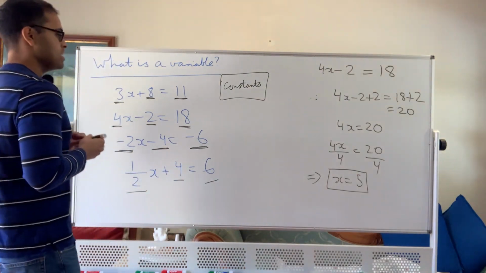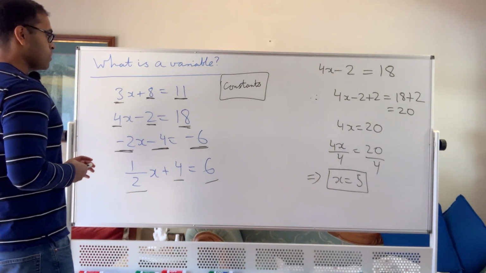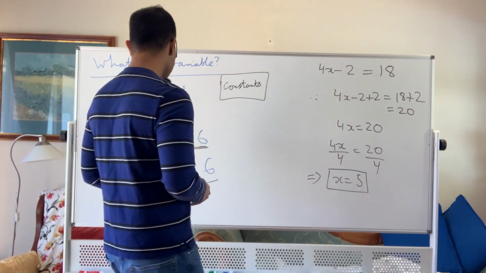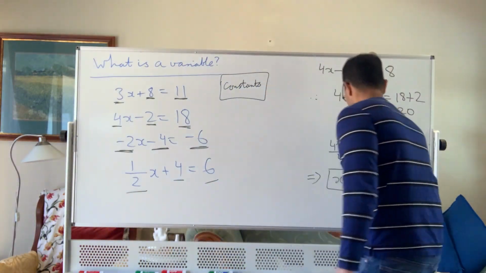All right. So that's an example of an equation we've solved. Now we have some negative signs, so I'm going to play around with this.